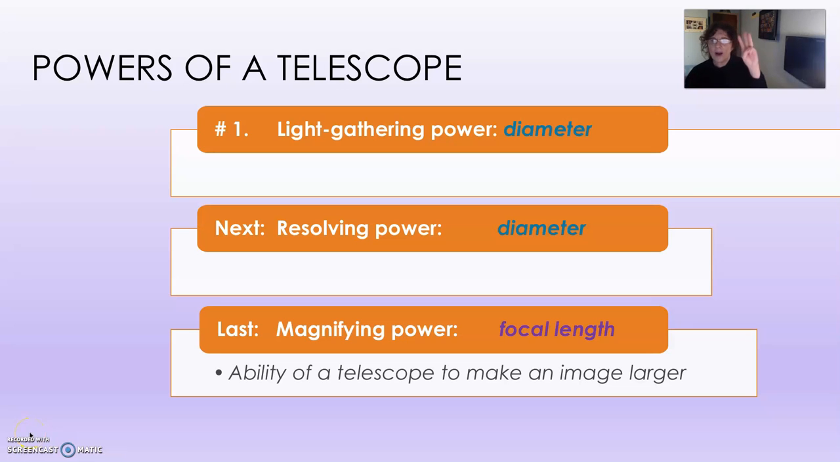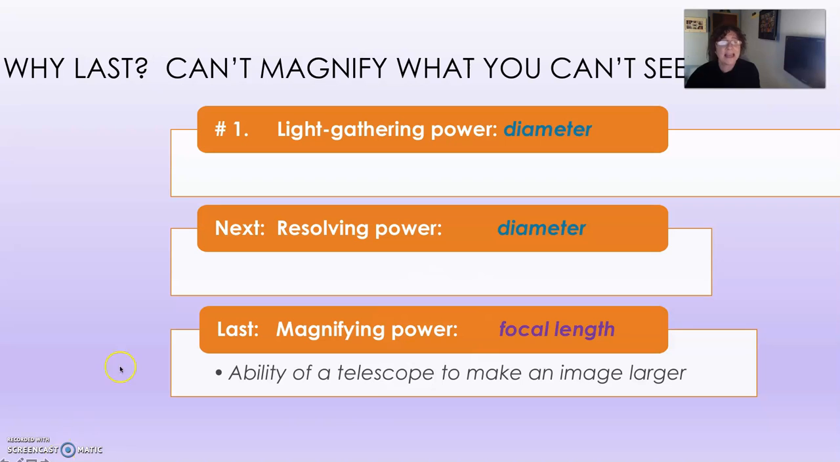Hi everyone, we are on our third power of a telescope, and we've been through light gathering power and the bucket, and resolving power and the diffraction fringe and the interferometry. And now we're on the last power, which you probably thought was the most important power, the magnifying power. But it is not the magnifying power, and the reason is because you can't magnify what you can't see.